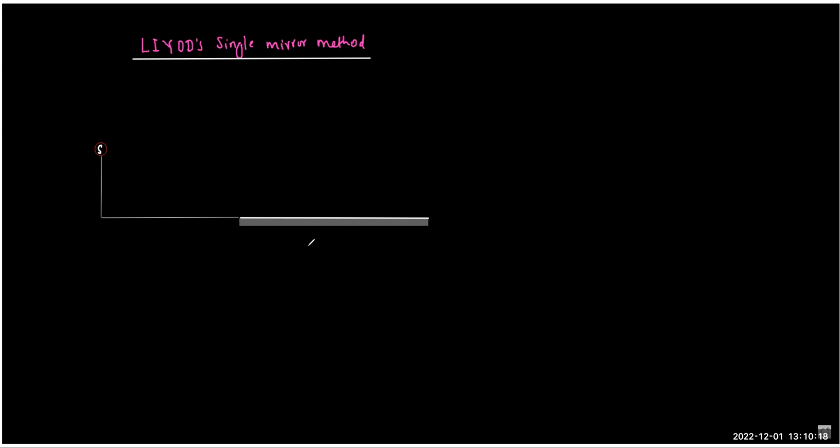So let's say this is L, or you can say A, B, C is also fine. A, B. And the screen on which we are going to obtain the interference pattern is somewhere here. And this distance is, let's call it C.